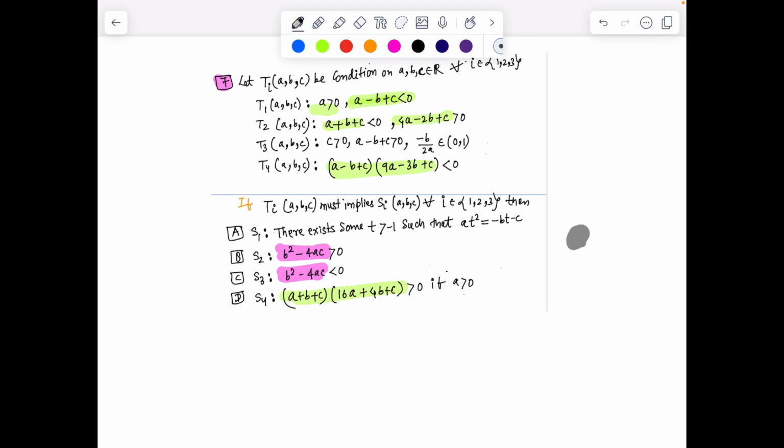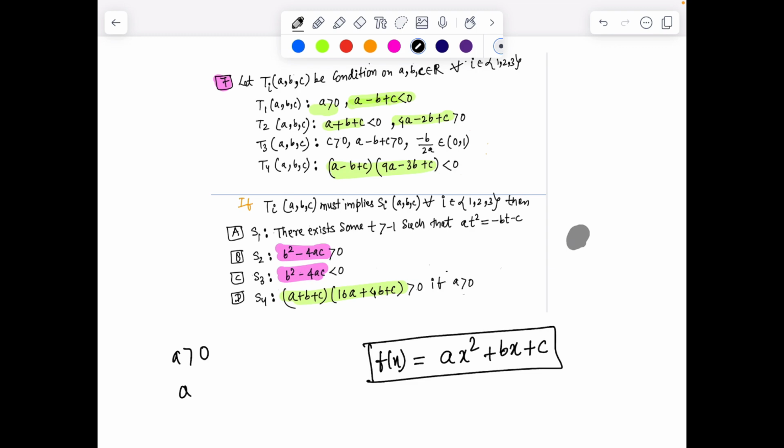In what sense? It's giving a full feel now of a quadratic. It's this expression, right? I'm forced to think of this. Otherwise, what we'll do: let's say a is greater than 0, and if you apply a minus b plus c greater than 0, does it imply the first statement? Let's say from these two, can we conclude that there exists some t greater than minus 1 such that at square equals minus bt minus c?